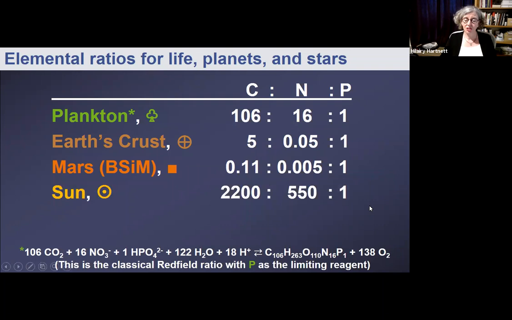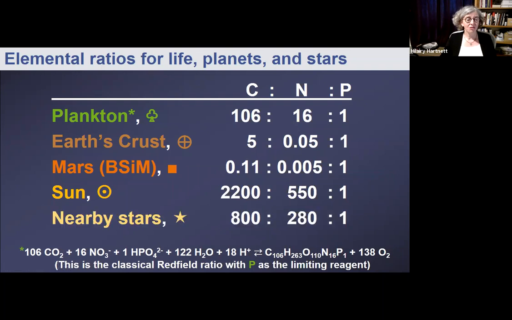Similarly for stars, our sun has a C to N to P ratio that's much more carbon rich, 2,000 carbons for every 550 nitrogens for every phosphorus. But our sun may also be different from nearby stars. The average star in the Hypatia catalog has a much lower amount of carbon and nitrogen relative to phosphorus than our sun.